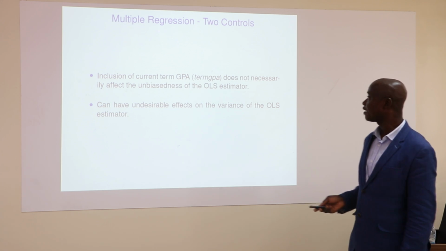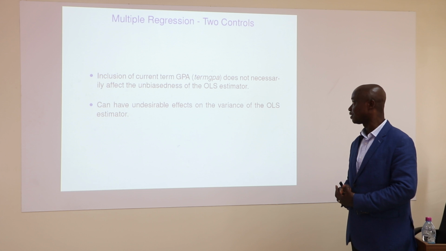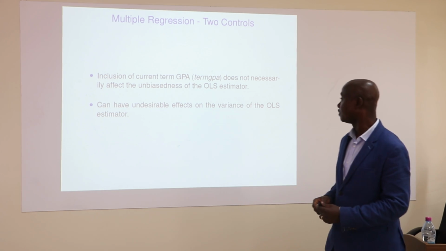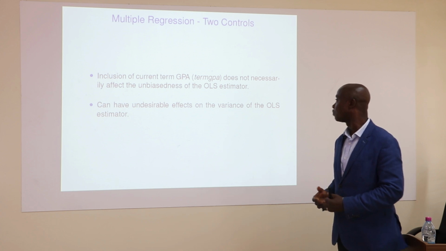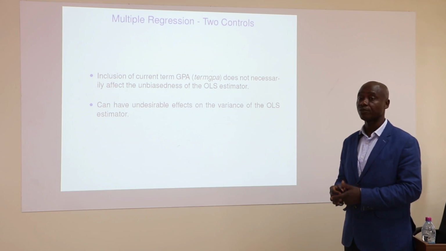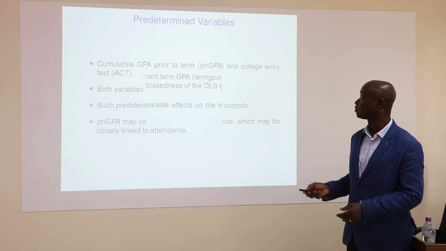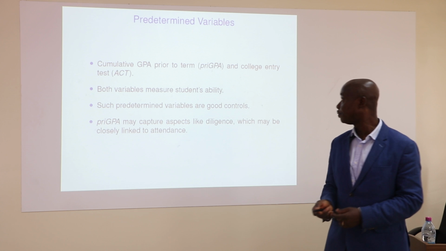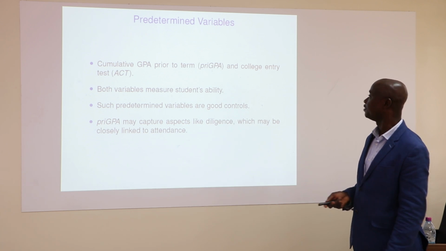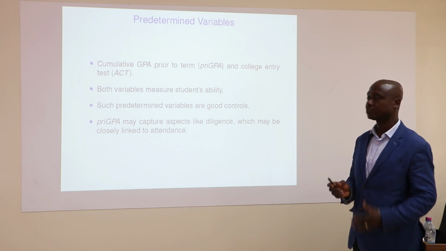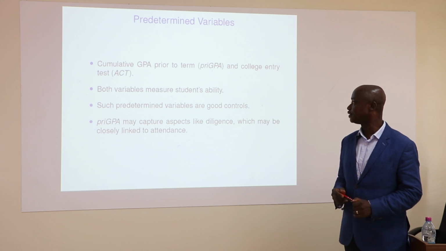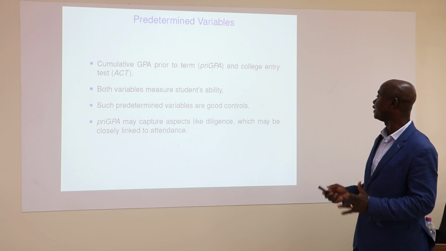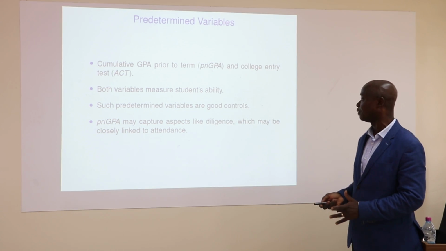So inclusion of current term GPA does not necessarily affect the unbiasedness of the ordinary least squares estimator, but it can have some negative effect on the variance of the OLS estimator. Now we also have predetermined variables like cumulative GPA prior to the term and college entry test. Both variables measure students' ability, and they are very important controls. For instance, prior GPA will give an idea of the diligence of the individuals.